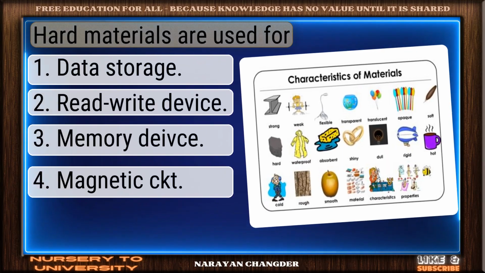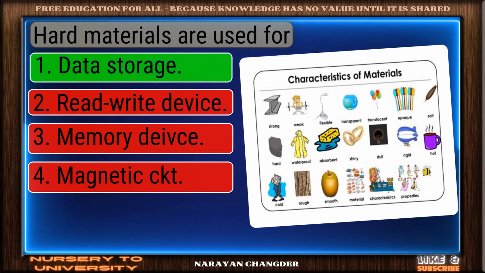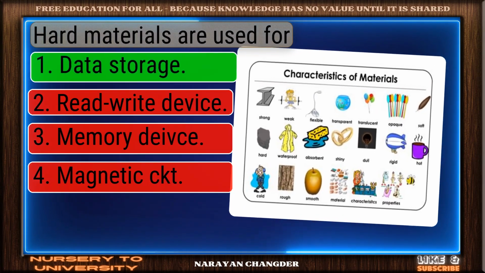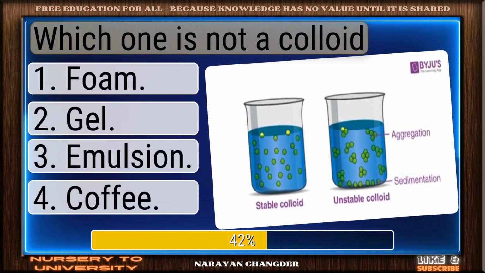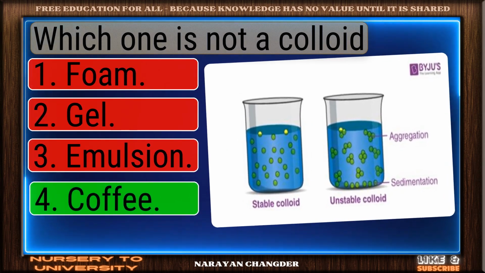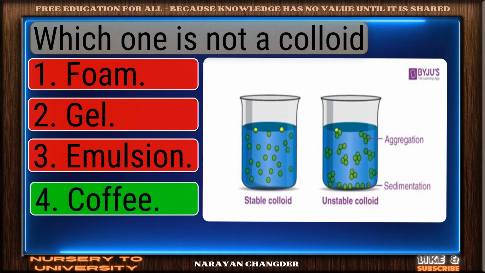Hard materials are used for. Right choice. Data storage is the best answer. Which one is not a colloid? Sharp thinking. Coffee is the right choice.